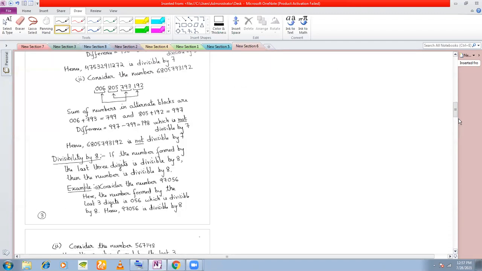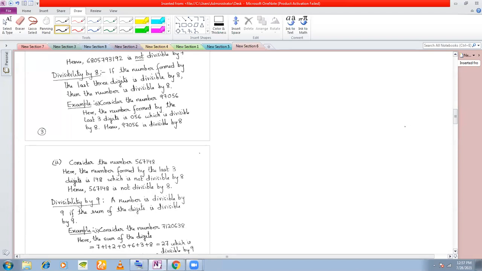Next one, divisibility by 8. How do you check whether a number is divisible by 8? Look at the last 3 digits. It is very similar to divisibility by 4. If the number formed by the last 3 digits is divisible by 8, then the number is divisible by 8. Consider this number, 97056. Look at the last digits, 056. 56 is divisible by 8. Therefore, the entire number is divisible by 8.